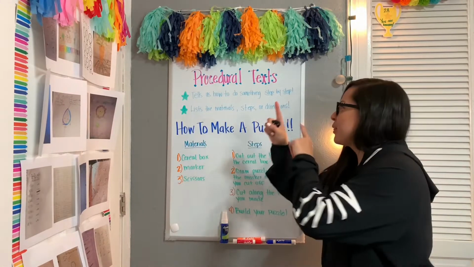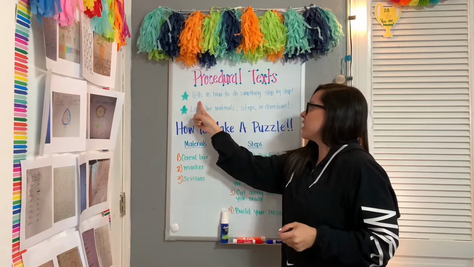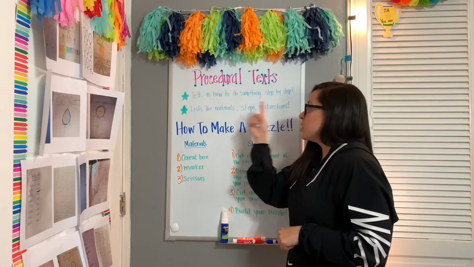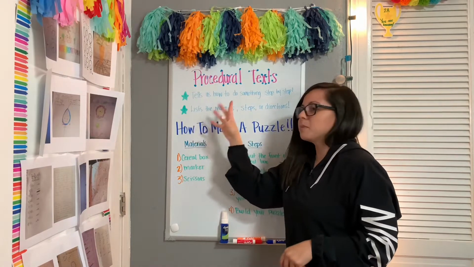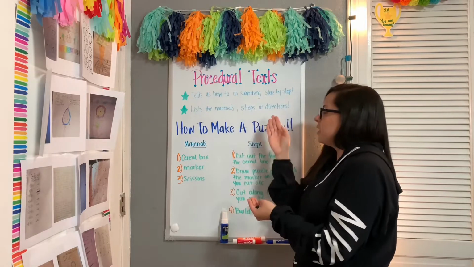We are going to be learning about procedural texts. Procedural texts are texts that tell us how to do something step by step. And procedural texts also list the materials that you're going to need. They list the steps or the directions.